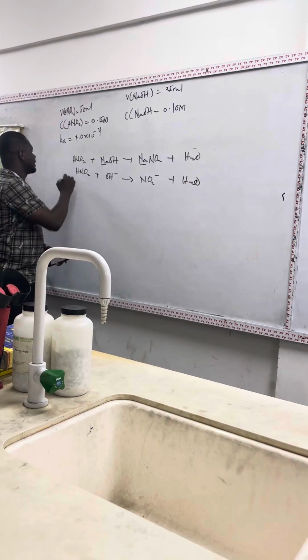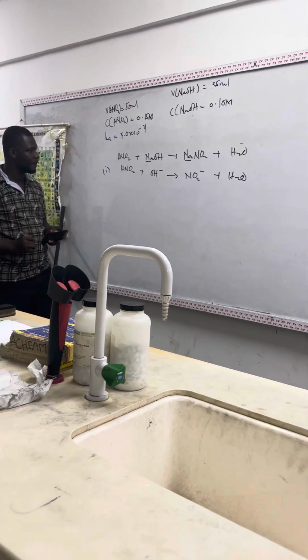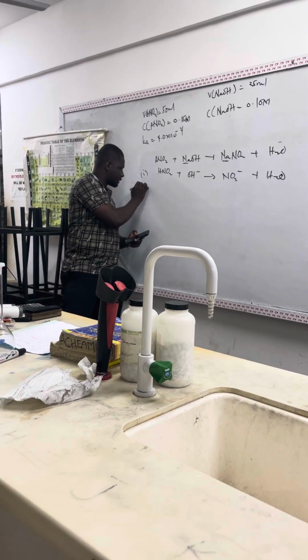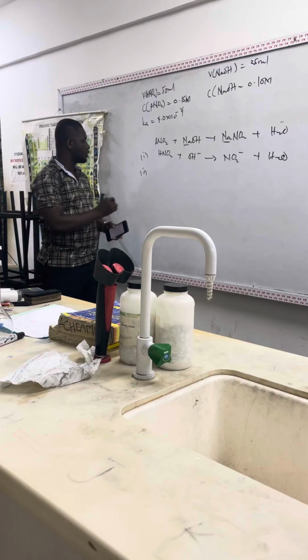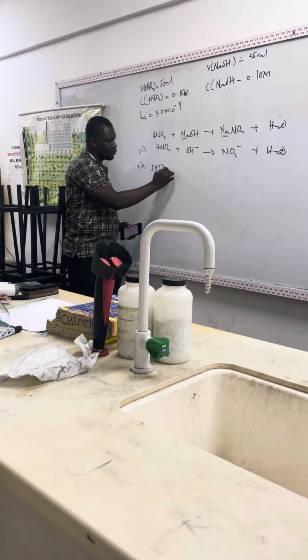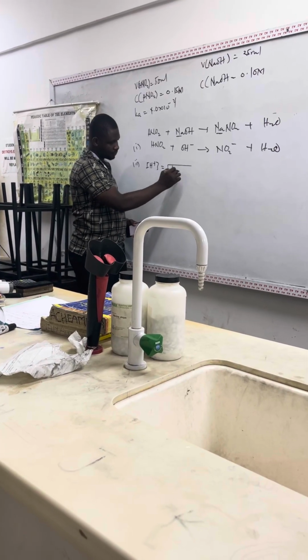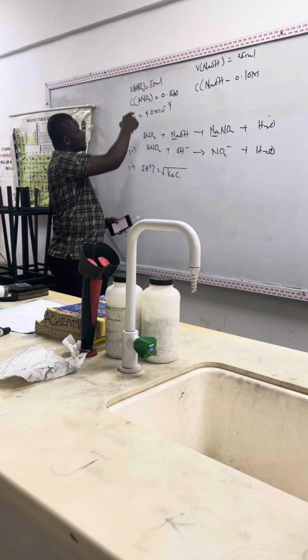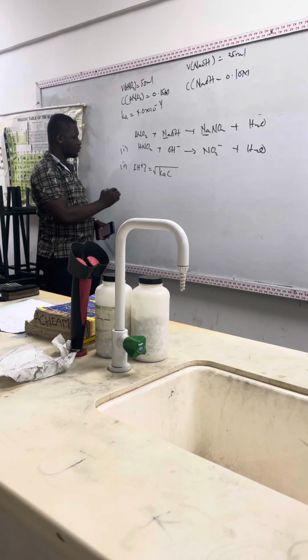So this is the first part of the question. This is the ionic equation that you are supposed to get. Now, the second part of the question is asking us to calculate the pH of the solution. To get the pH, we first need the concentration of the hydrogen ion, which is given as the square root of KaC, where Ka has been given and the C of the nitrous acid has also been given.